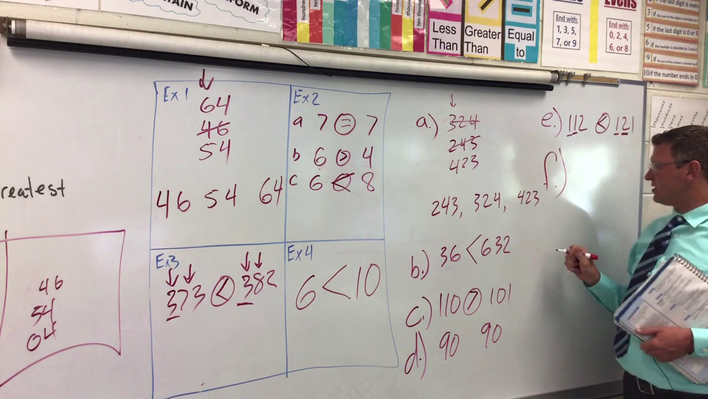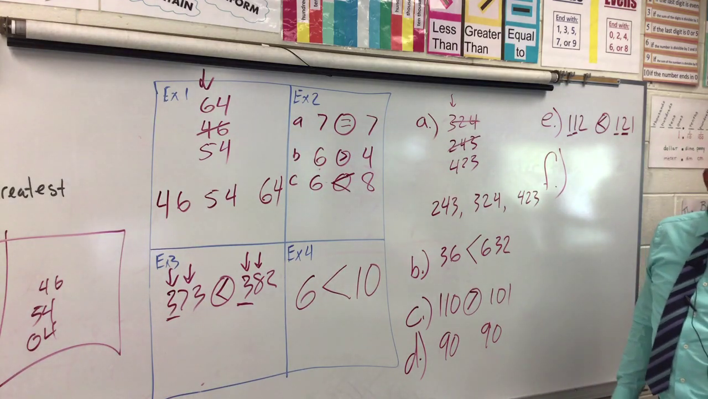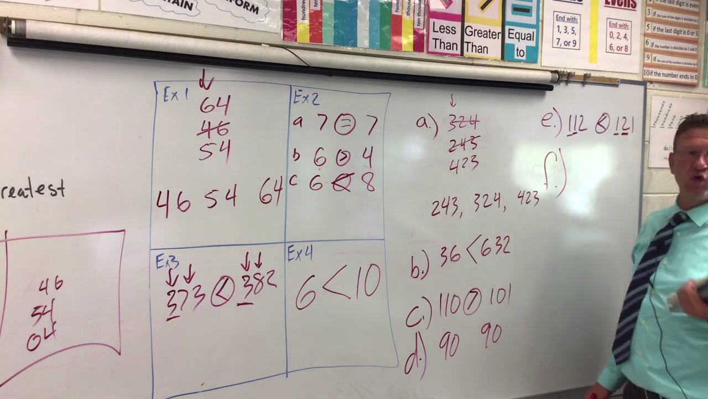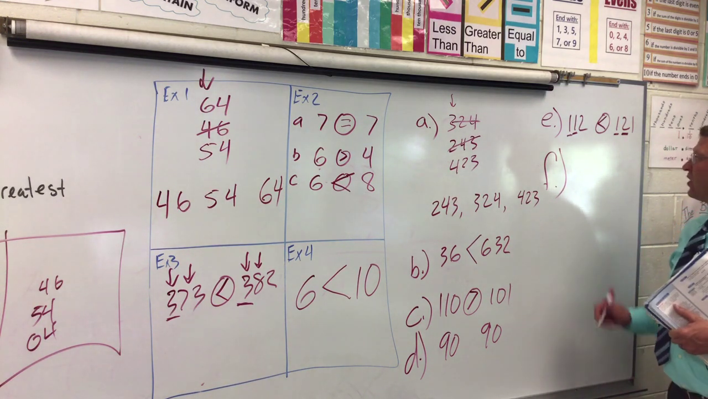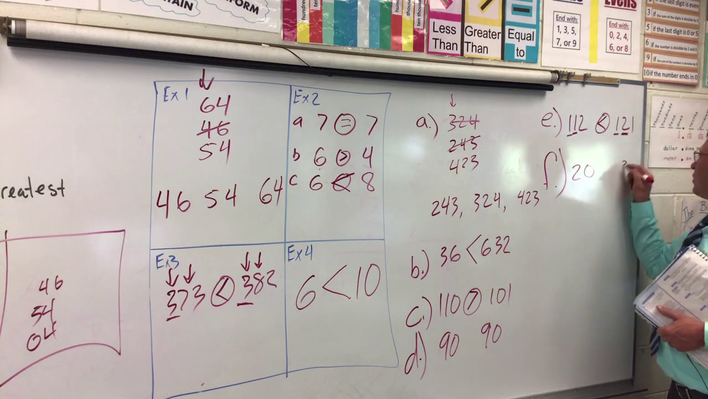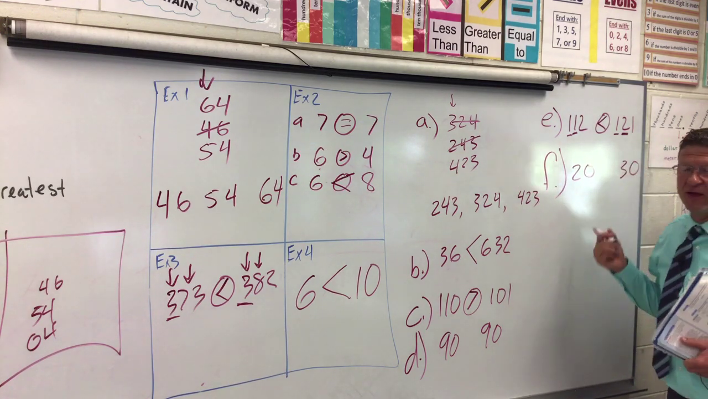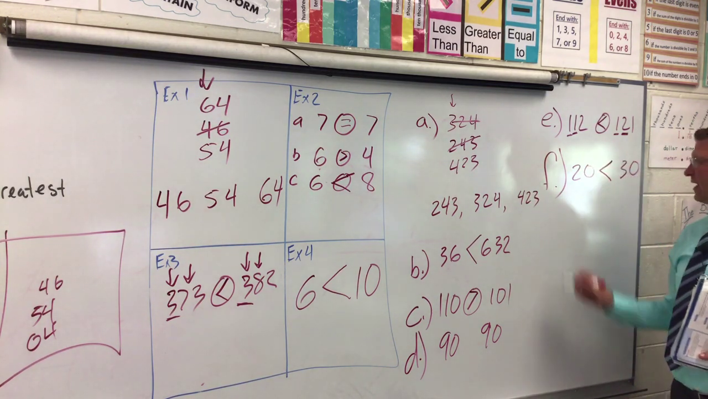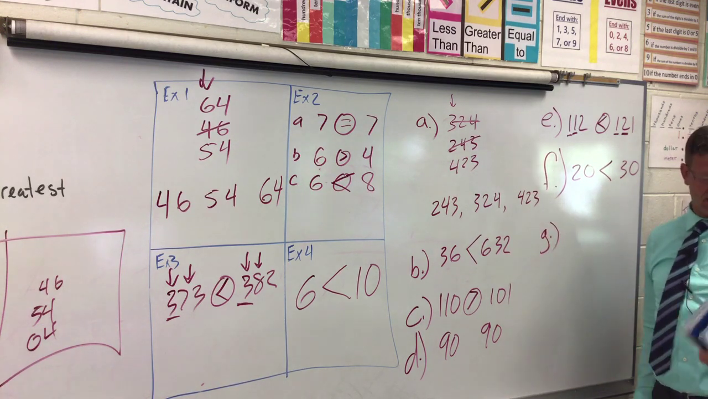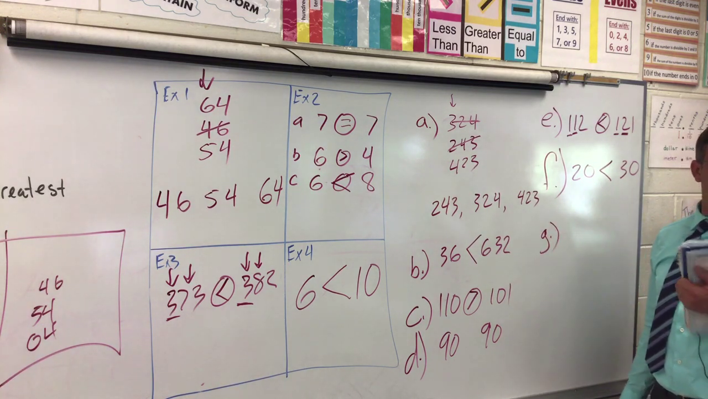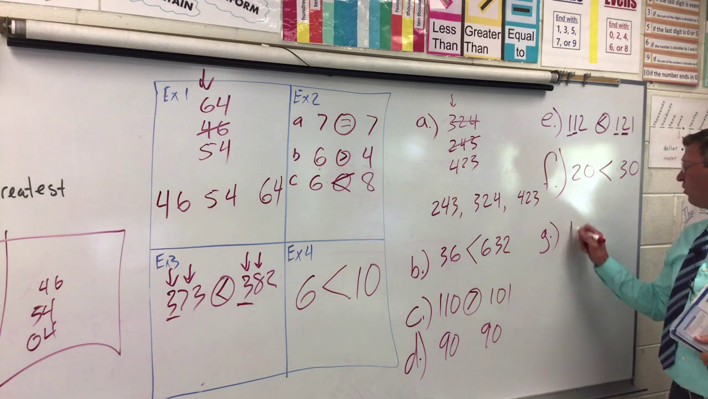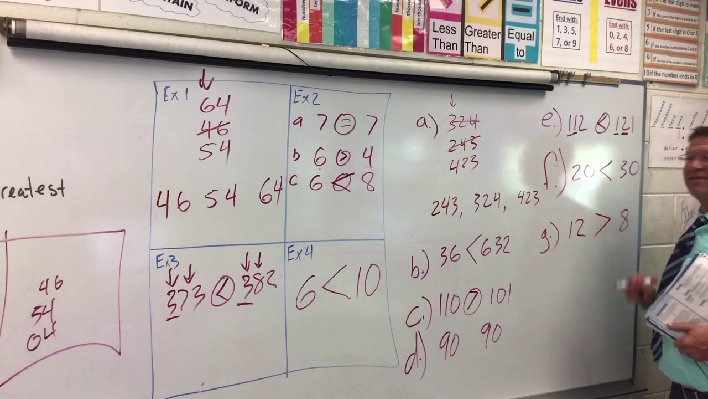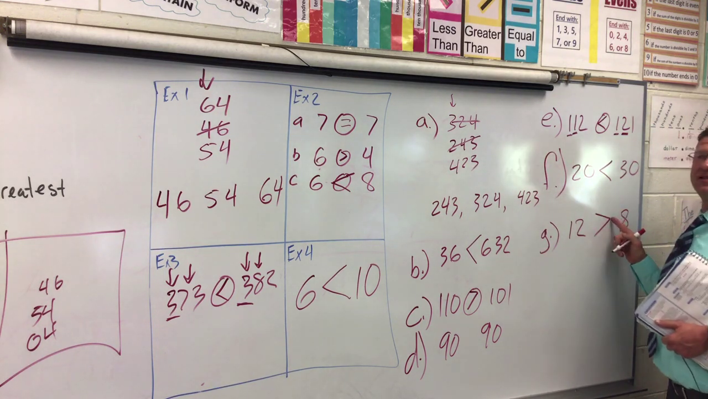Now F, these are the ones that I want you to read out loud. It says 20 is less than 30. So then I like to write my numbers down, 20 and 30, and hopefully it makes it a lot easier. The less than sign is going to point to the 20 and eat the 30. G, 12 is greater than 8. The greater sign points to the left, and the less than sign points to the 8.